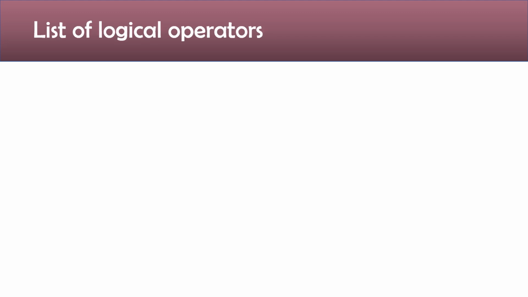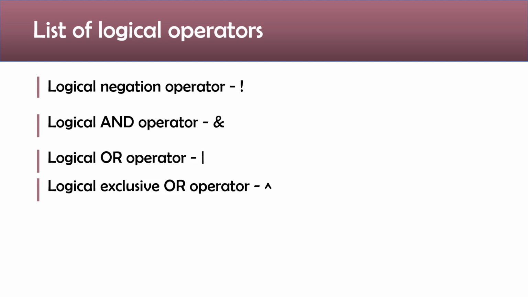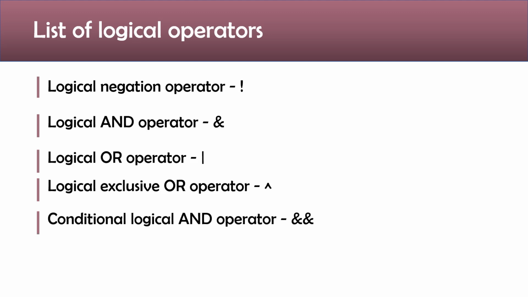C Sharp has a whole list of logical operators. They are the logical negation operator. At the end we have a symbol. The logical AND operator, which we represent using a single ampersand. Then the logical OR operator, the logical exclusive OR operator, then the conditional logical AND operator, then the conditional logical OR operator.